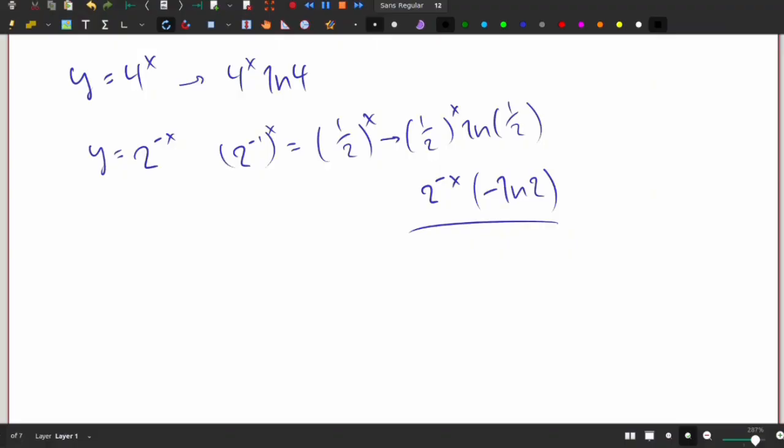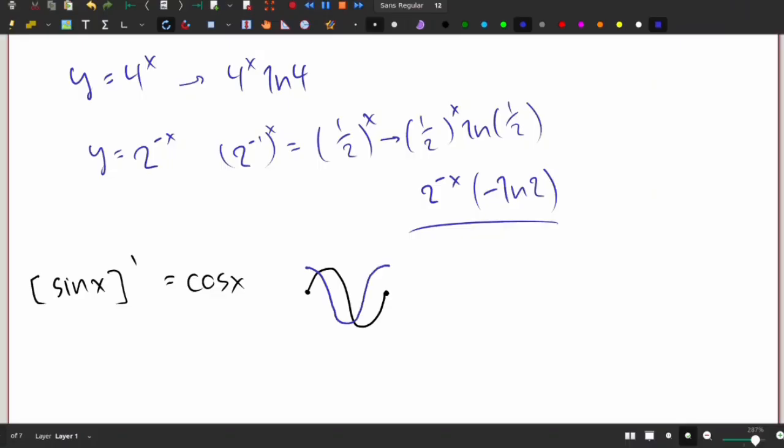Now, for trig functions, all you really need to know are the most basic functions. So, if your function is sine of x, its derivative is equal to cos of x, which intuitively makes sense because let's look at a sine graph. It starts at the origin, it makes a full cycle like that, and now let's look at a cosine graph, which starts at the peak, goes all the way down, ends once again at the peak.